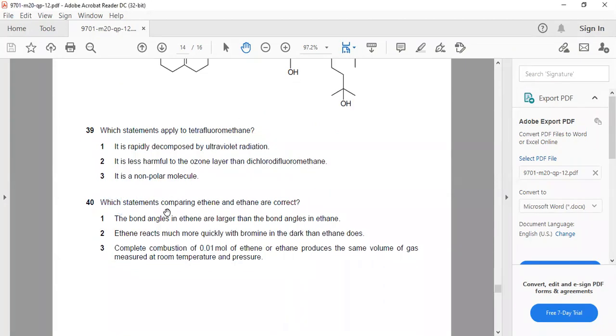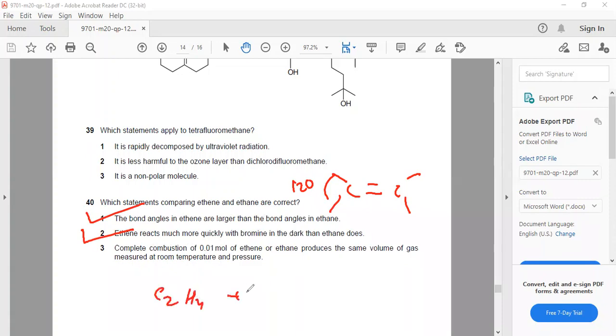Third is the last question, which statement compares ethene and ethane. The bond angle in ethene is larger. Ethene has 120 degrees, which is correct. Ethane has 109. Ethene reacts more quickly with bromine in the dark. Yes, it decolorizes aqueous bromine. Complete combustion of, look here, this is ethene. When it reacts with oxygen, it forms 2 moles of carbon dioxide. Even ethane forms 2 moles of carbon dioxide because it has 2 carbons here.